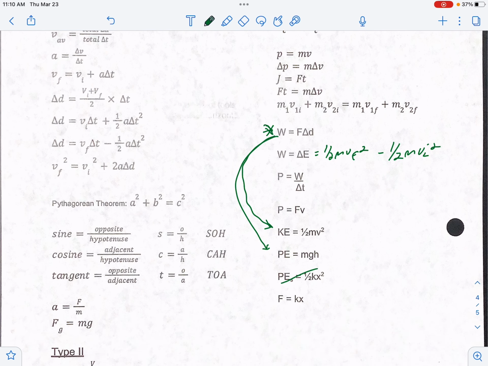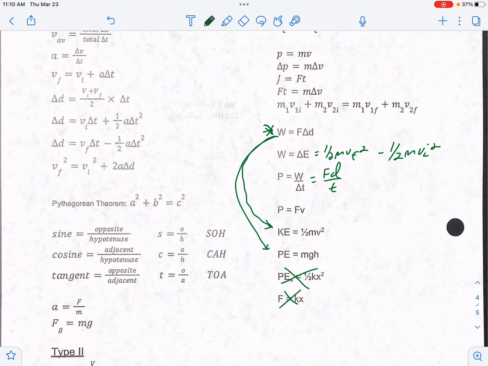Now, these equations right here, the PES and the F equals KX, you can go ahead and mark off. We took that off this unit. Which brings us into power. Power equals work over time. Now, you can also say power equals force times distance all over time.